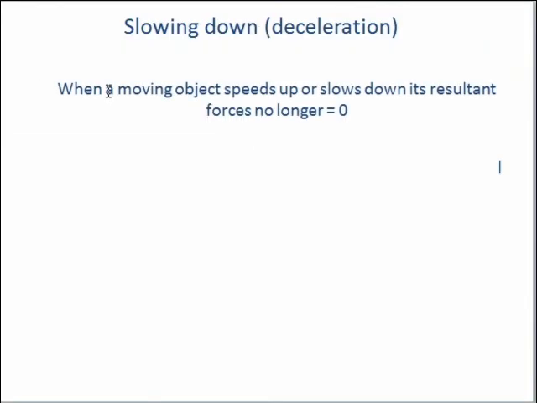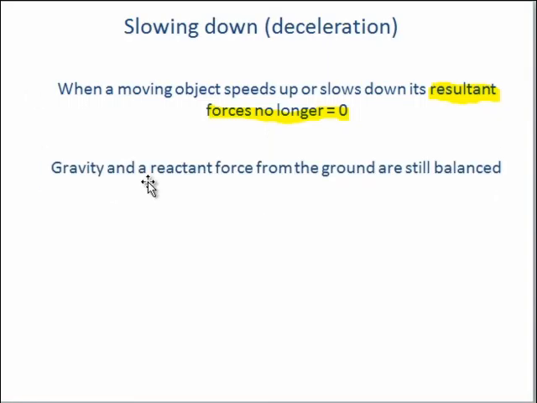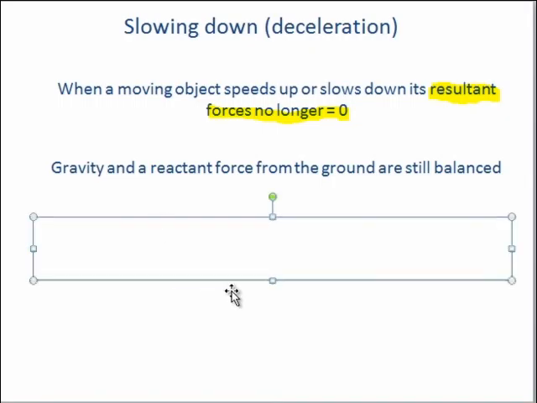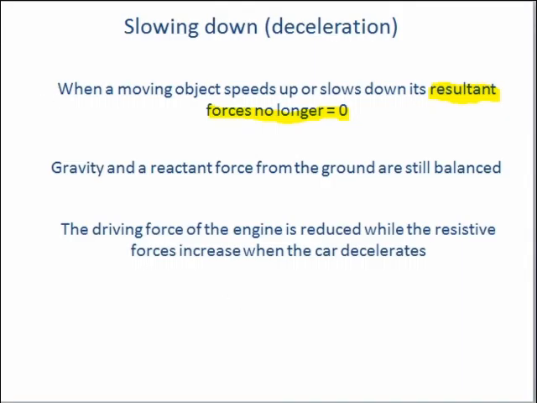Finally, we're going to quickly talk about what happens when a car is slowing down. So again, the resultant forces no longer equal zero because the car is changing speed. Its speed isn't at a steady state. Gravity and the reaction force from the ground are still balanced, but instead of the driving force being bigger, this time the driving force is reduced because you take your foot off the pedal, your hand if it was a motorbike, and the resistive forces still stay the same, so the amount of friction and air resistance still stay the same, and so are much bigger.